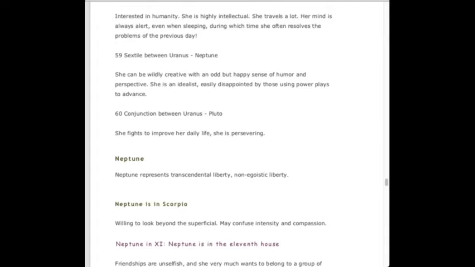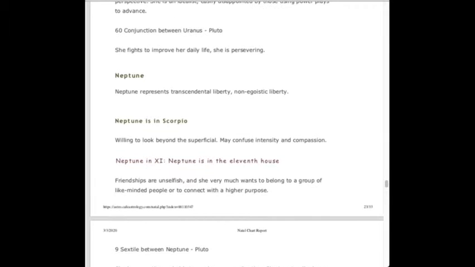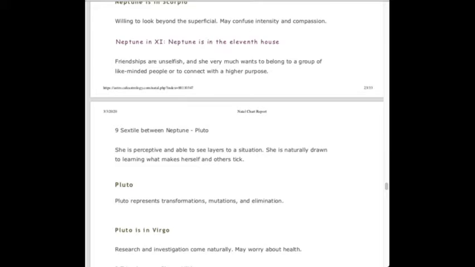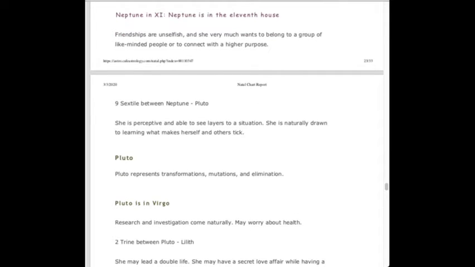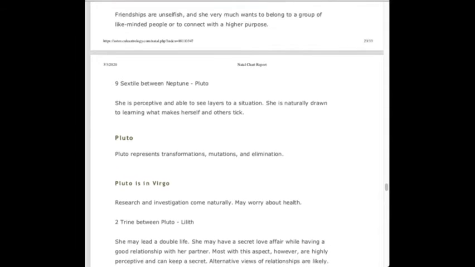Okay, Neptune represents the transcendental liberty, non-egotistic liberty. Neptune is in Scorpio. Hi, Pop. Willing to look beyond the superficial, may confuse intensity and compassion. Okay, that's not much to say there. Really, it's kind of small. Pluto represents transformations, mutations, and elimination. Pluto is in Virgo, the third Virgo. Research and investigation come naturally. May worry about health. Yeah, okay.